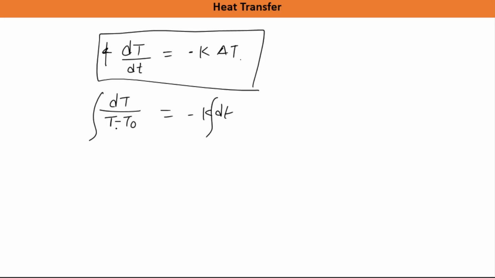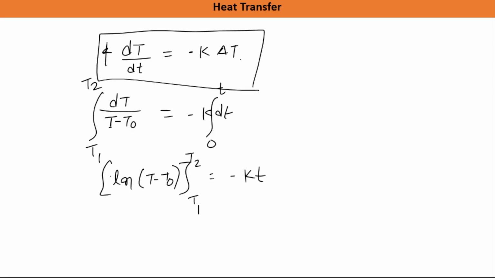Let's say temperature of the body is changing from T1 to T2 and it is happening in t time, let's say. Then you will be putting here, integration क्या आएगा? ln of T minus T naught, and then limit you will be putting from T1 to T2, and then minus kt, sort of you will be solving, you will be getting, right? This is what we do.